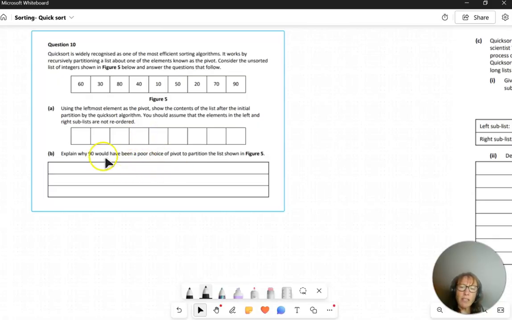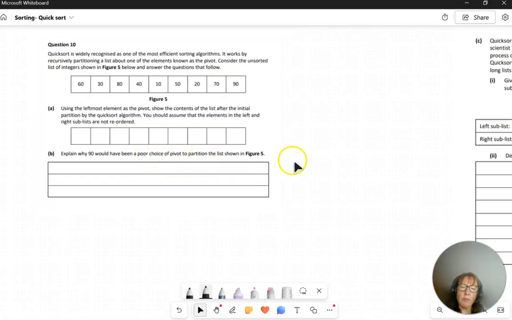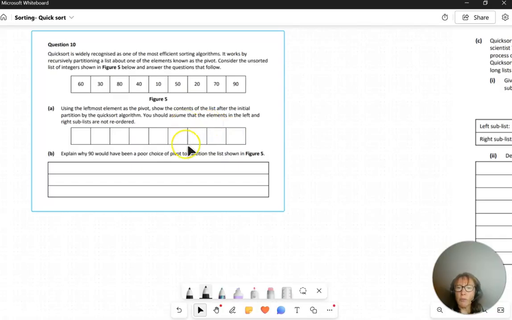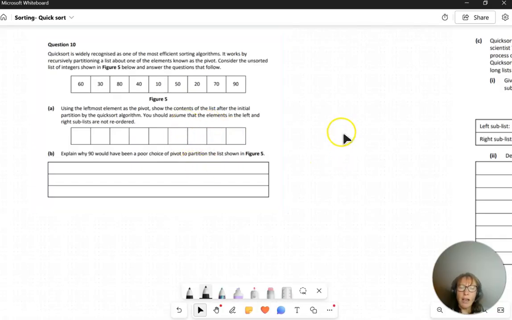And then have a think about this. Explain why 90 would have been a poor choice of pivot for this partition, and give an answer. So obviously this is on a video, but you can take down those questions and answer them for me for Monday. So you can pause the video and work through them.